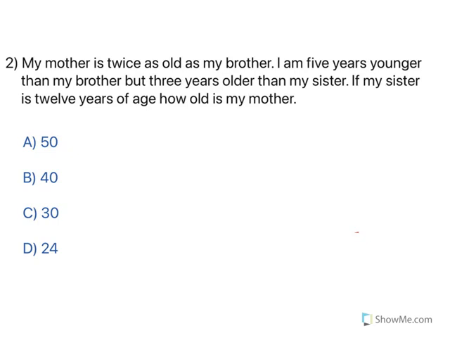Next one, there is a question known as an age related question. Again, the information is important. Look at this. My mother is twice as old as my brother. Now you need to make a chart: mother, brother. Mother is twice as old as my brother. Imagine if brother's age is X, what will be the mother's age? Twice, 2X. Now I am 5 years younger than my brother.